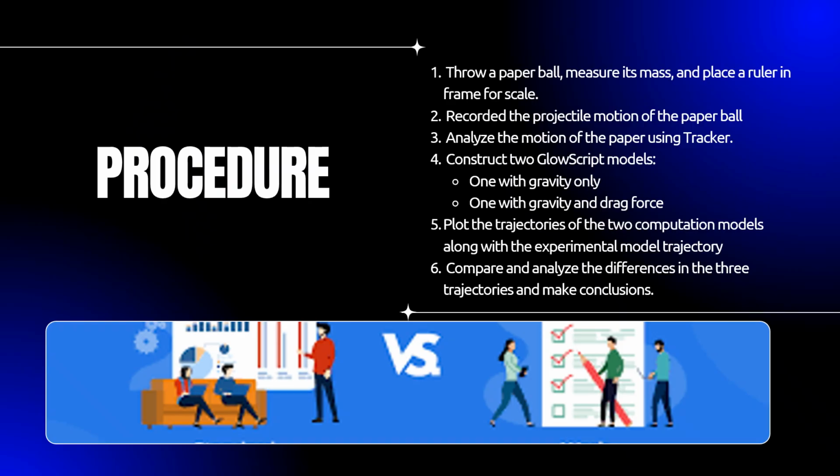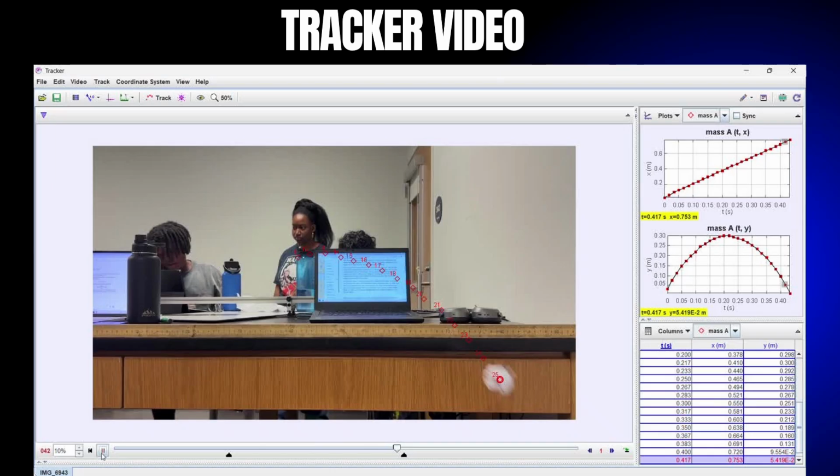So our procedure was that we threw a paper ball, recorded its motion, and then analyzed that motion using Tracker. We then constructed two computational models, one with gravity only and one with gravity and drag force, and we compared and analyzed differences in the three trajectories and made conclusions. So here is the Tracker video that we analyzed.